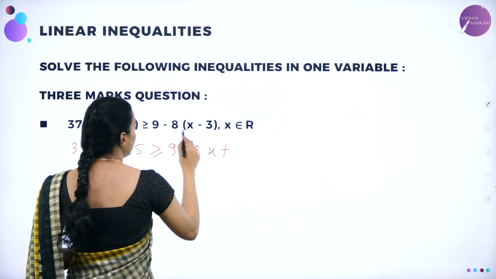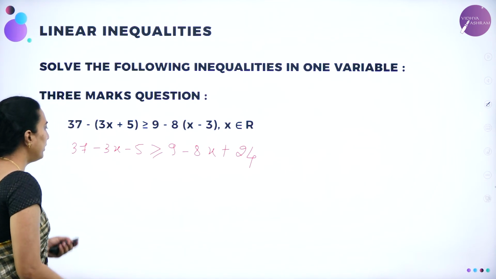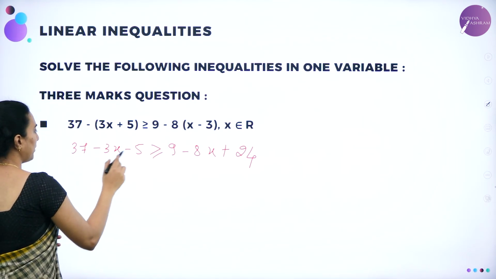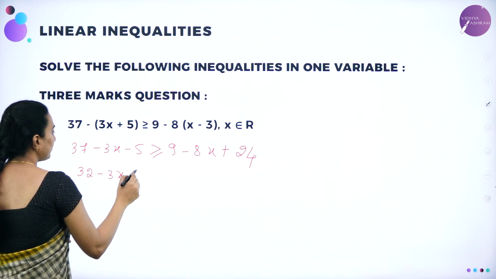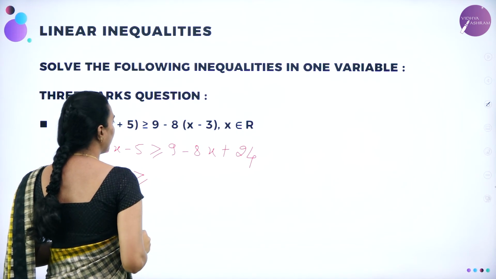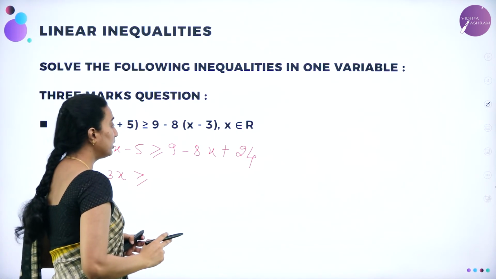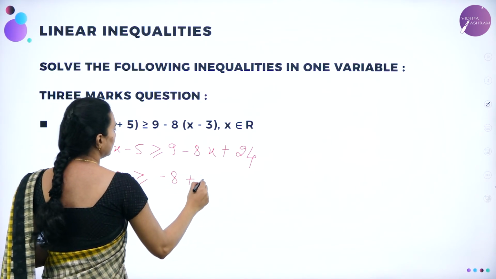Minus into minus is plus. 8 3s are 24. Now here I am going to bring all the constant terms here. 37 minus 5 is nothing but 32, minus 3x is greater than or equal to 9 plus 24. You are going to get it as 9 plus 24 is 33. So minus 8x plus 33.